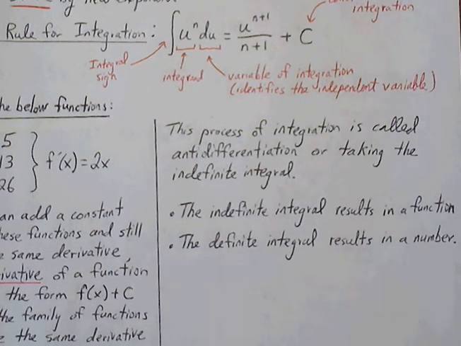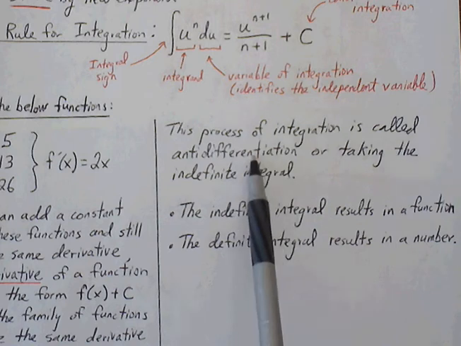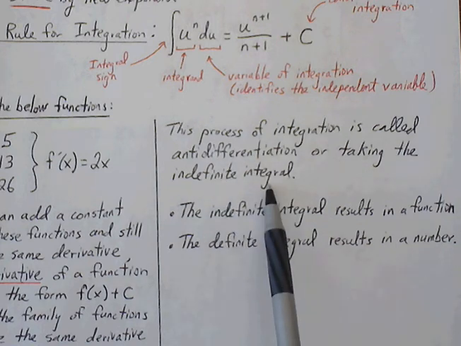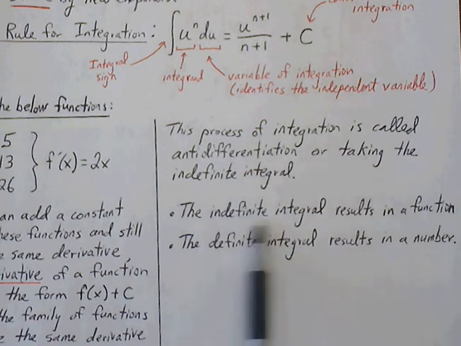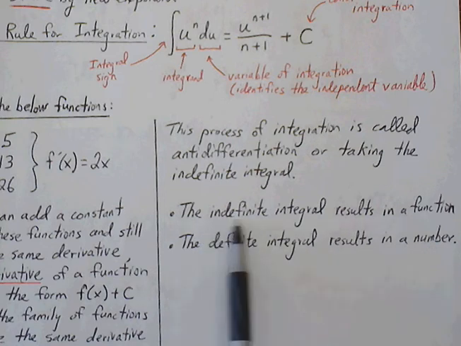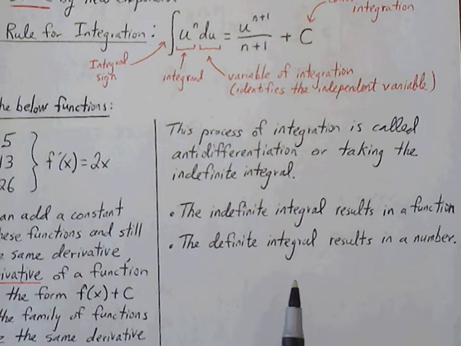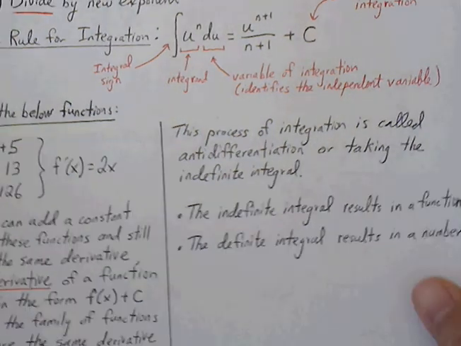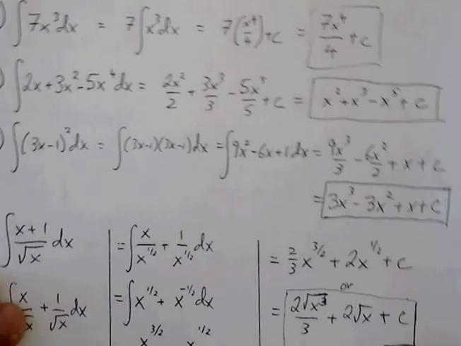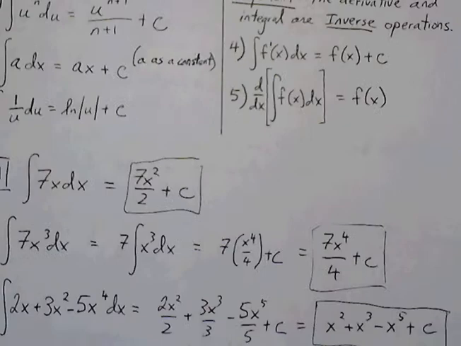Now the process that we just took is called antidifferentiation, or taking the indefinite integral. This is something that we're going to be able to see later on. The indefinite integral results in a function, but the definite integral will result in a number. Okay, let's go to the second page. Here are the formulas that students will be responsible for.